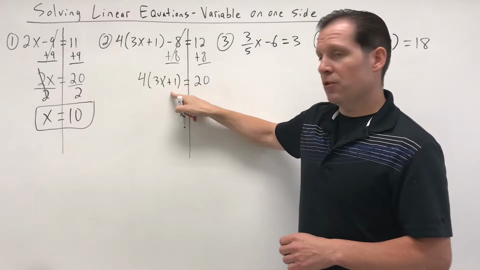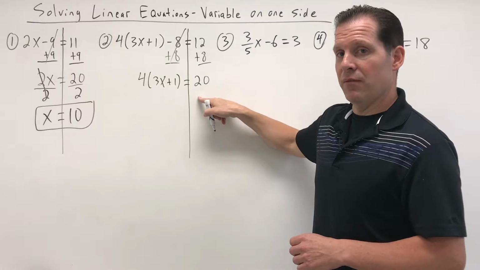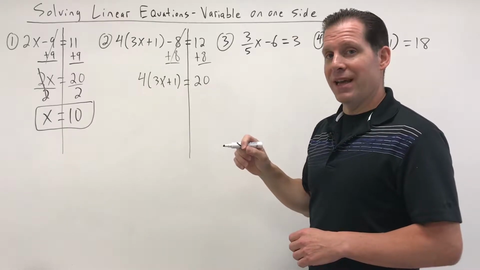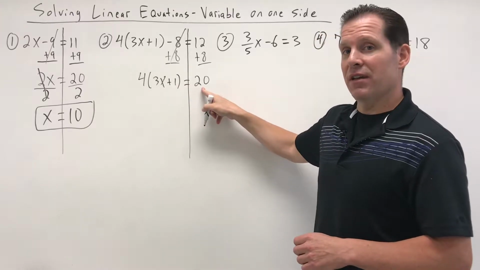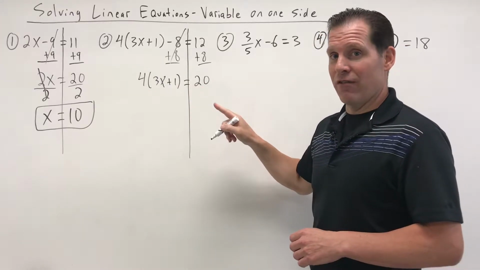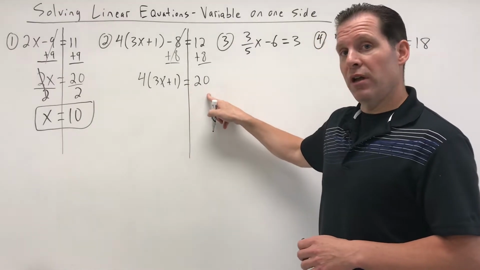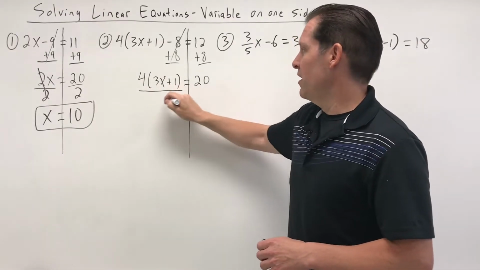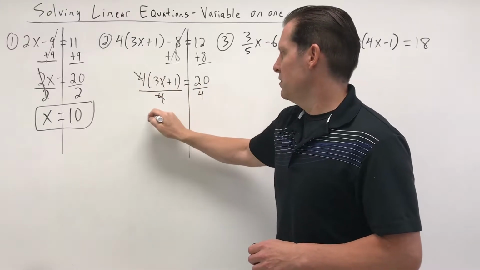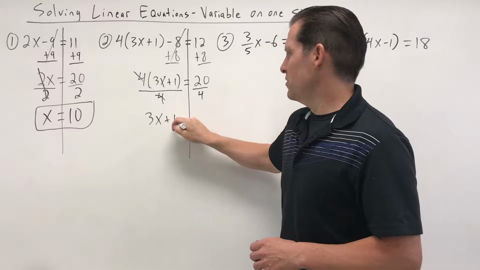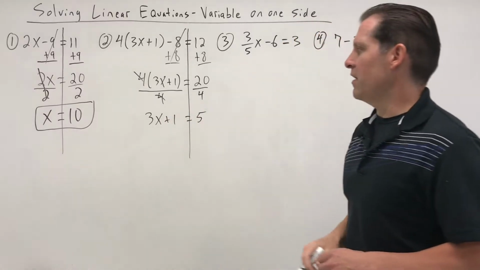Or, because this is multiplication, you can divide both sides by 4 and get rid of it. I would only encourage doing that if this number will divide into this number evenly. If it doesn't, you're going to create a fraction, and we don't want to do that if we don't have to. But 4 does go into 20, so we can go ahead and do that. I'm going to divide by 4. That reduces, and I have 3x plus 1 is equal to 20 divided by 4, which is 5.